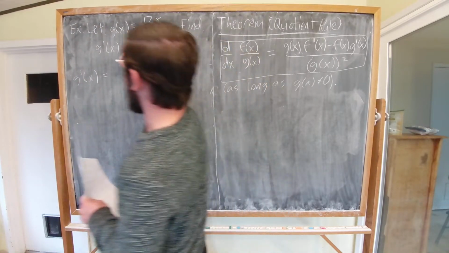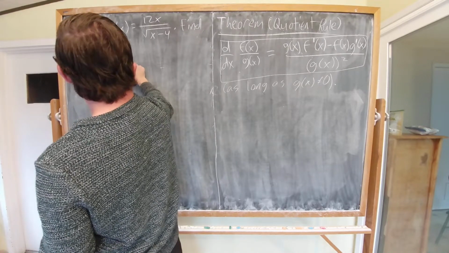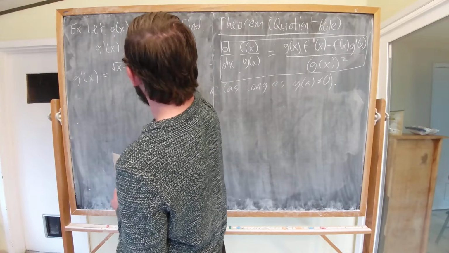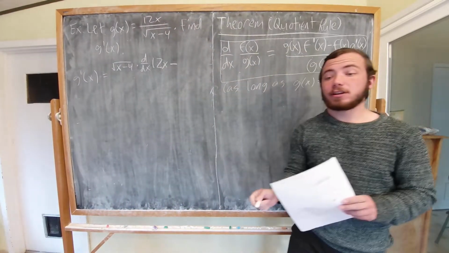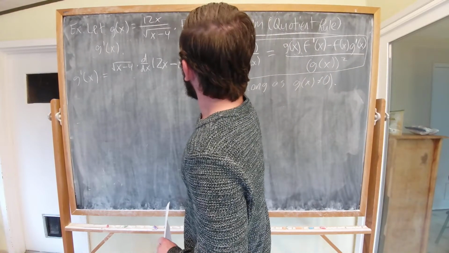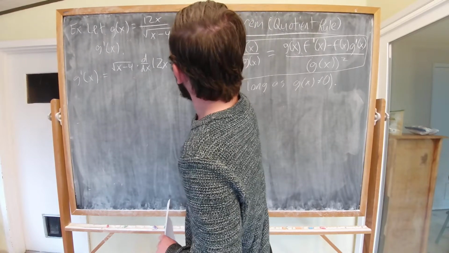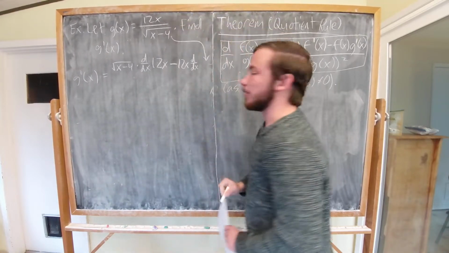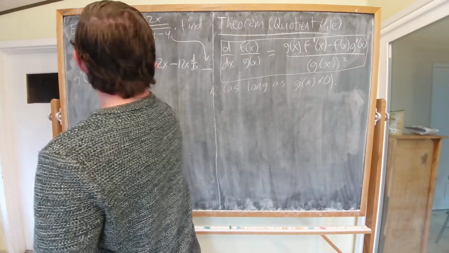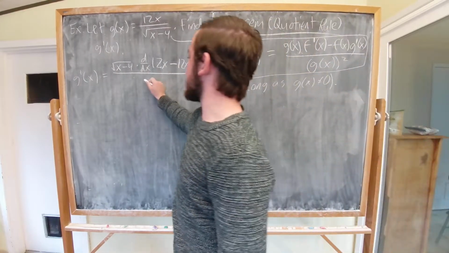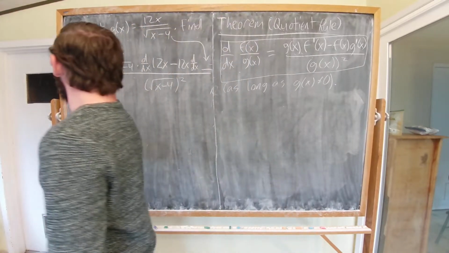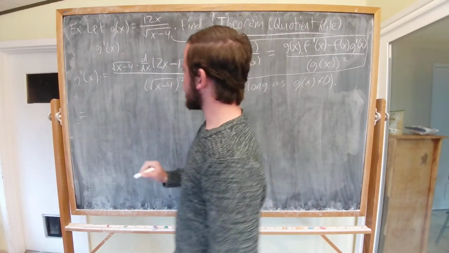bottom times the derivative of the top, square root of x minus 4 times the derivative with respect to x of 12x minus top times the derivative of the bottom, just going to put a little arrow there since I have ran out of space, all divided by the bottom squared. Alright, let's start simplifying.